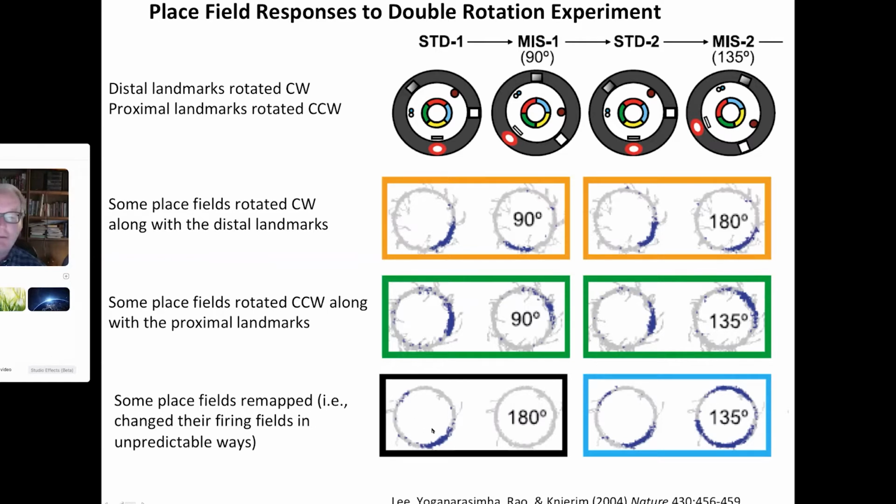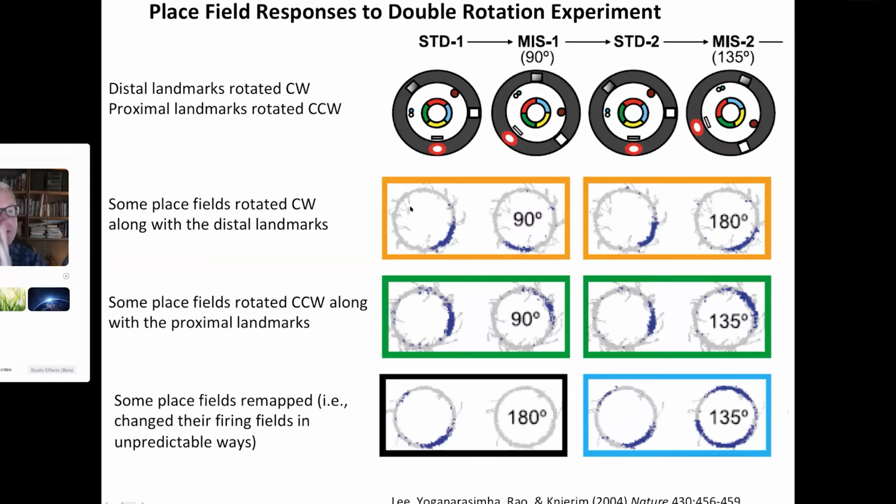They would either have a field in the standard session and would completely shut off in the mismatch session. Here, the cell would return again in the standard, and then in the mismatch session, it just got really confused about where to fire. And similarly, we had other cells that were silent in the standard and would get a place field in the mismatch. So we got a whole mixture of different cells.